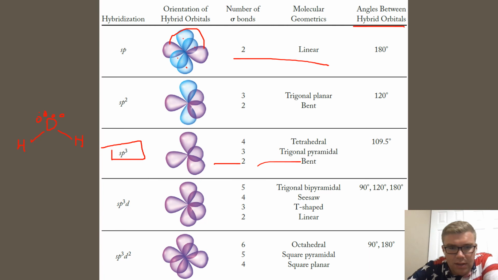Okay. So the angles are going to be the same for this one basically. There's going to be 109.5 between these. And same thing here. It's going to just kind of repel it all equally.